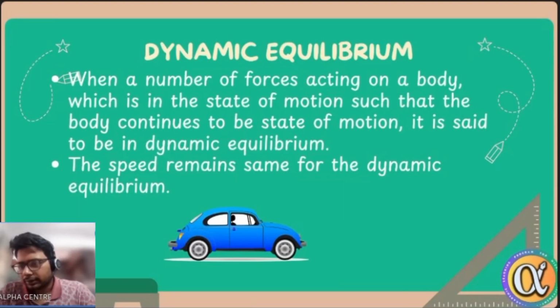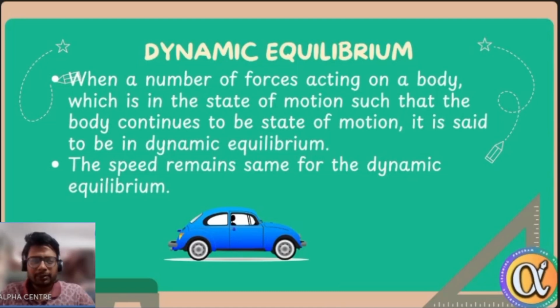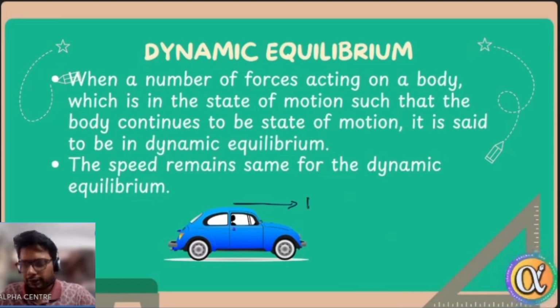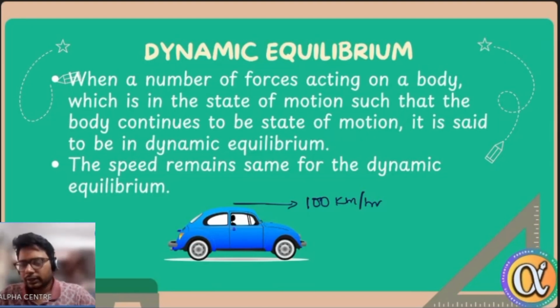Here we have an example of a car. In order to move this car at a constant speed, like you must have experienced sometime when the car is going at a constant speed of 100 kilometer per hour. So we have fixed the limit. The car is fixed at 100 kilometer per hour, so the speed can't increase. Now this car is moving at a constant speed of 100 kilometer per hour.